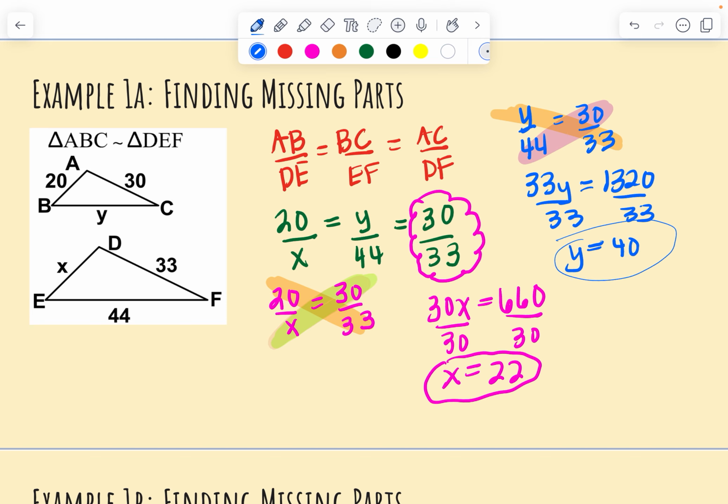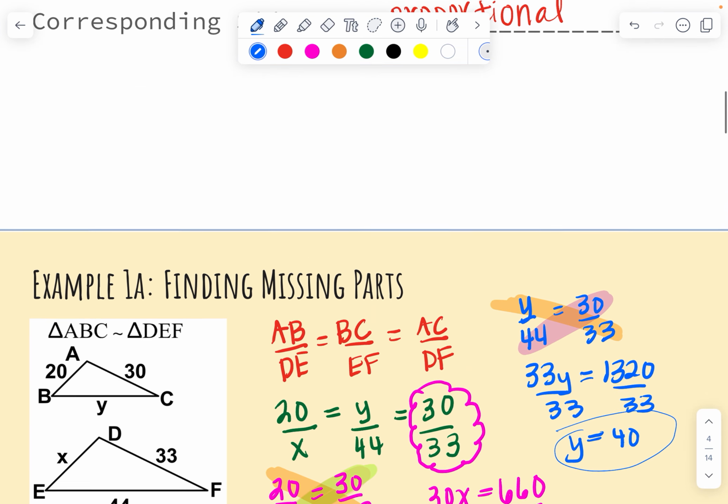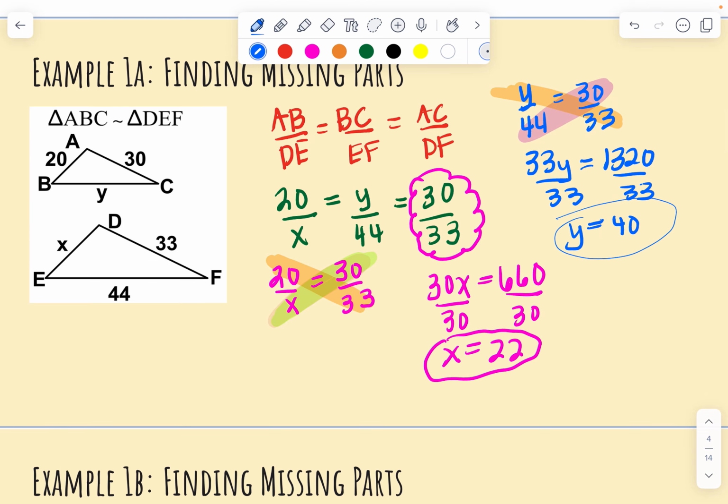And remember, you can always check your answers by plugging in X and Y. I know that 30 divided by 33 is the same as 10 over 11. Now if I do 20 divided by 22, that is also 10 over 11. And if I do 40 divided by 44, that is also 10 over 11. So again, to check my work, I just plugged 22 in for X to see what that fraction was, and 40 in for Y to see what that fraction simplified to.